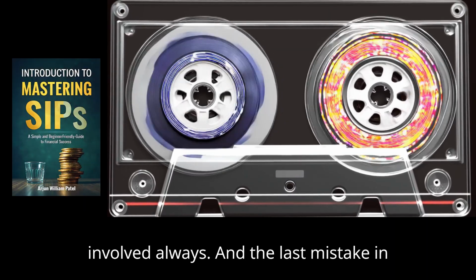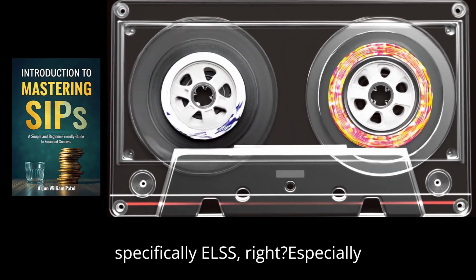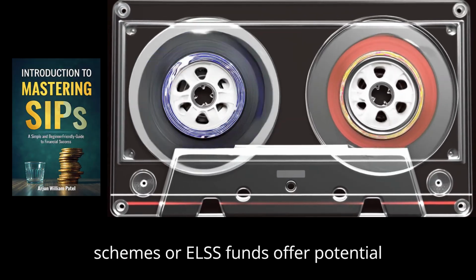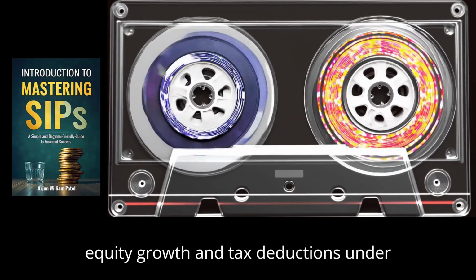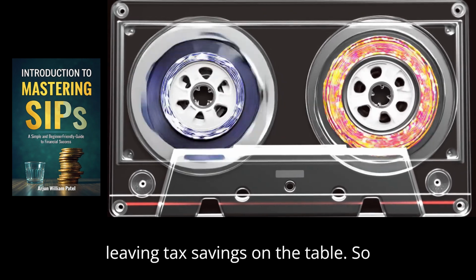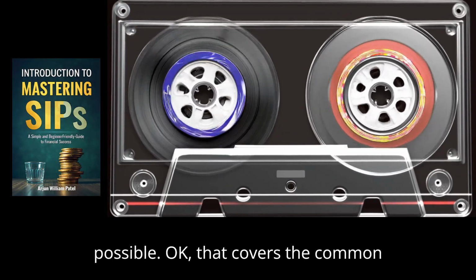Always. And the last mistake in Chapter 6, not exploring tax benefits, specifically ELSS. Right, especially relevant in India. Equity-linked savings schemes, or ELSS funds, offer potential equity growth and tax deductions under Section 80C. Ignoring them could mean leaving tax savings on the table. So leverage those tax advantages where possible. Okay, that covers the common mistakes.